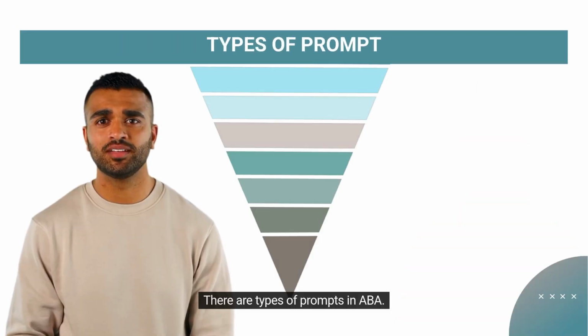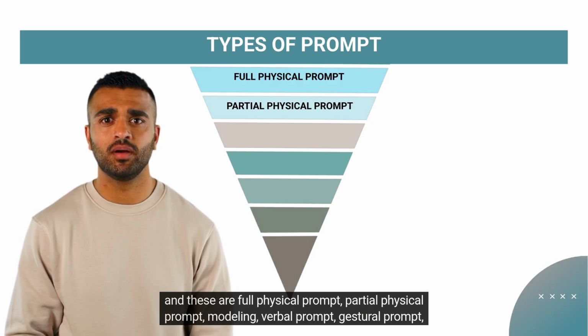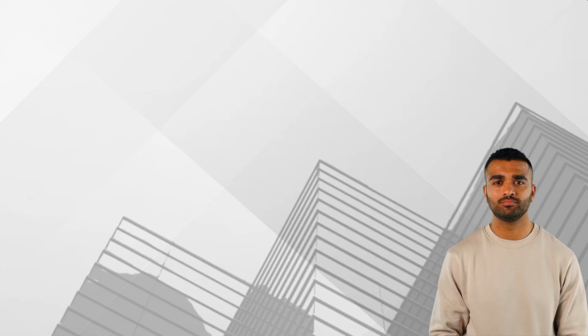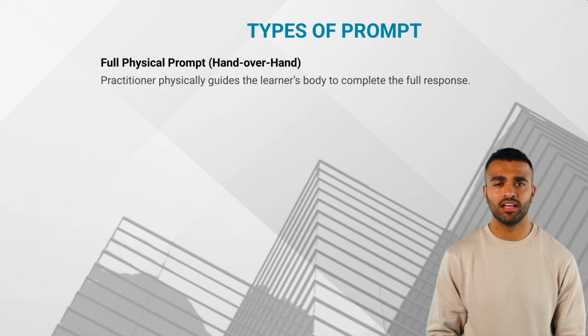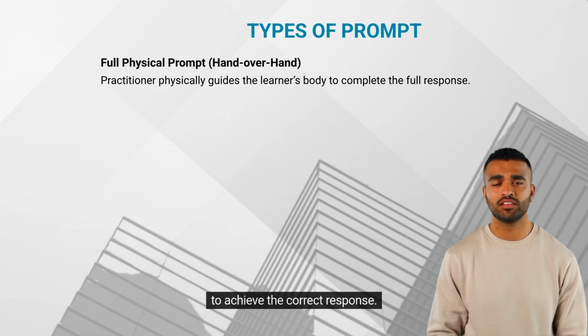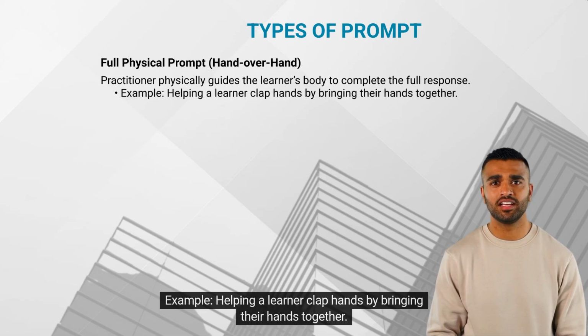There are types of prompts in ABA, and these are full physical prompt, partial physical prompt, modeling, verbal prompt, gestural prompt, visual prompt, and independent prompt. First type of prompt is full physical prompt or hand over hand. This involves physically guiding a learner through the whole response via maneuvering their body parts to achieve the correct response. Example, helping a learner clap hands by bringing their hands together.